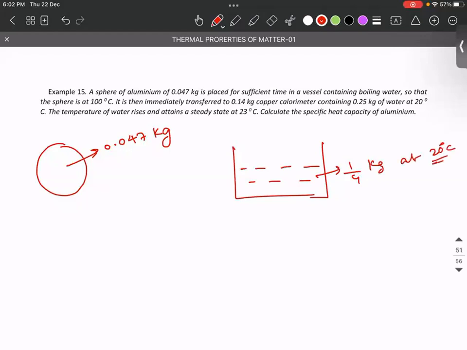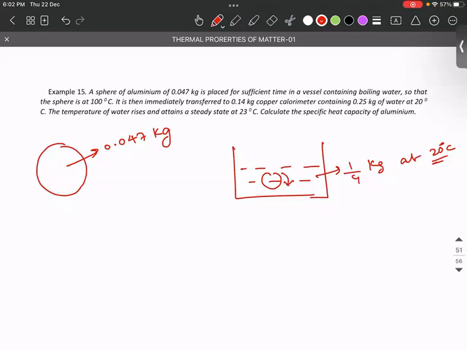First of all, when you drop it, what will you see? You'll be hearing some sound, right? When a hot object is dropped into a cold object. So after that sound, what will happen is the aluminum sphere is actually transferring heat to whom? Heat to the water. So it is raising the temperature of water.